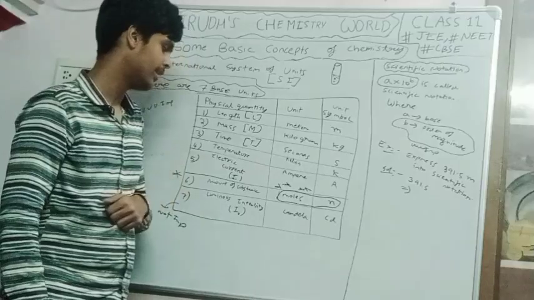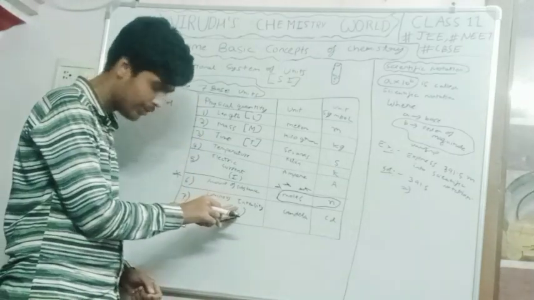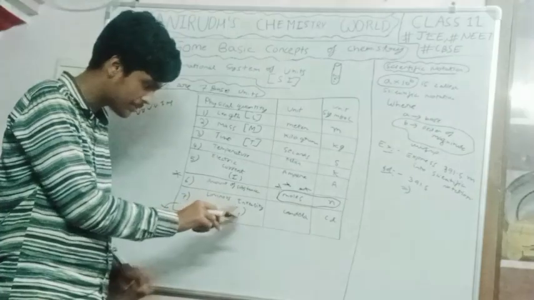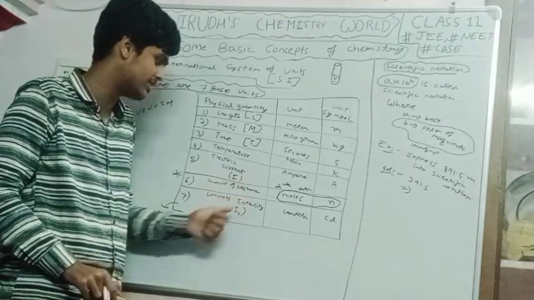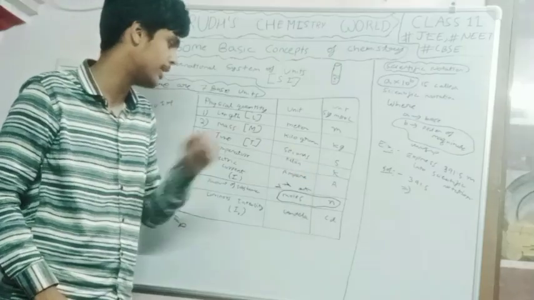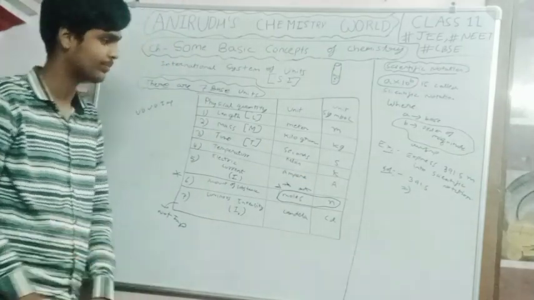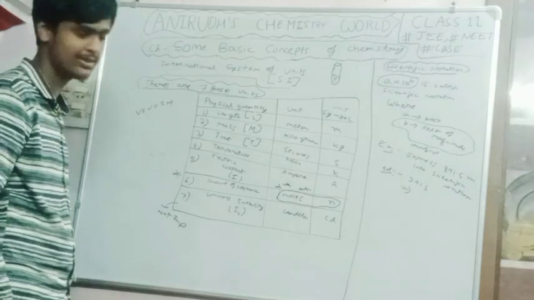This luminous intensity is represented by I, with subscript V. I to the subscript V. The unit of luminous intensity is candela, represented by cd. Okay, please note it down. Take a screenshot. I'll give you 5 seconds.